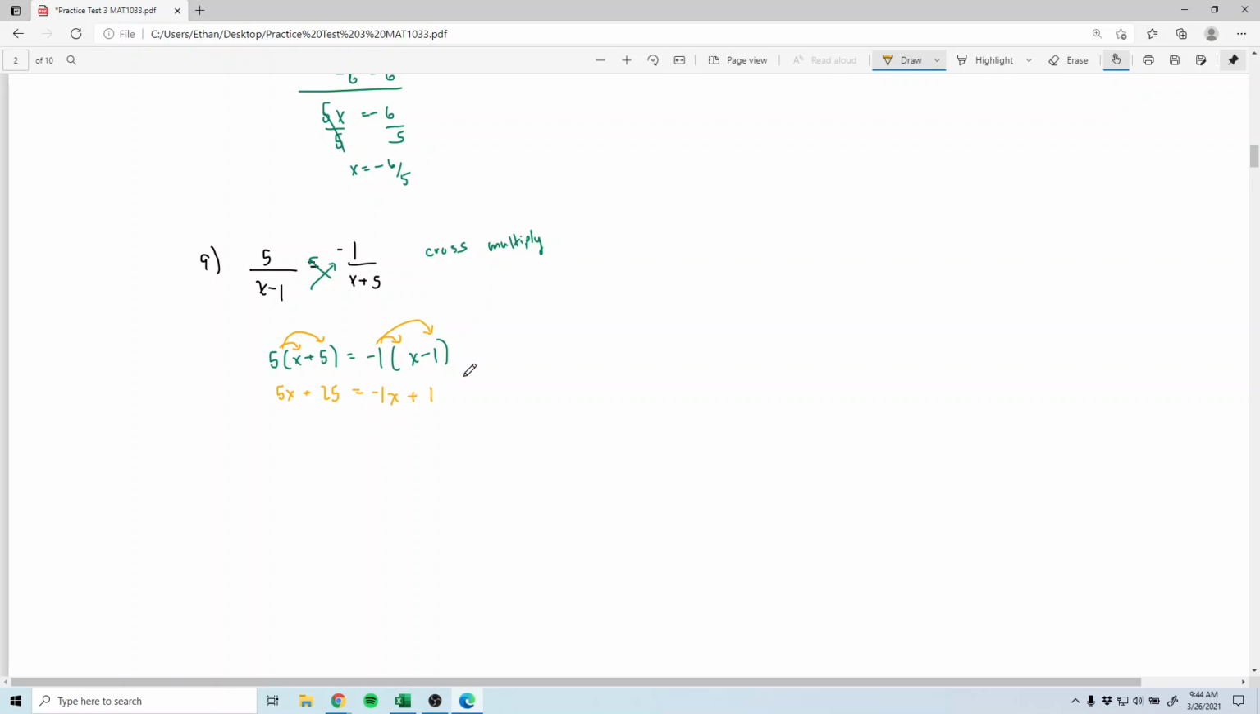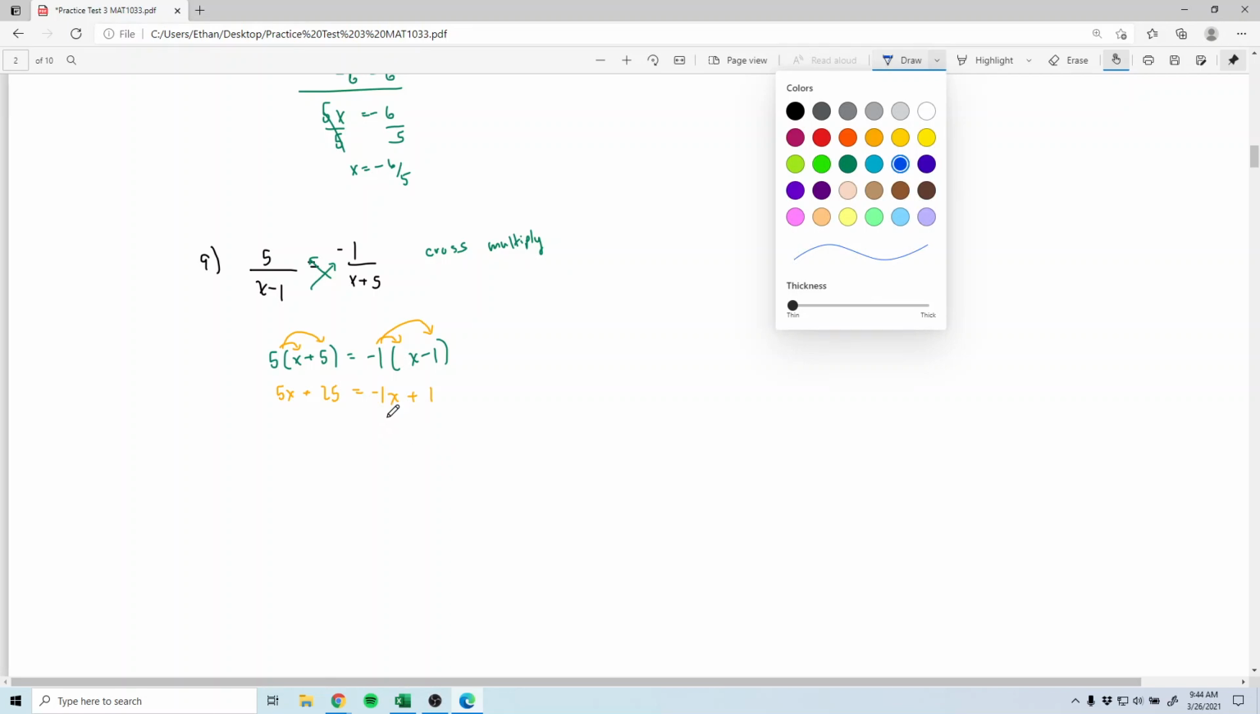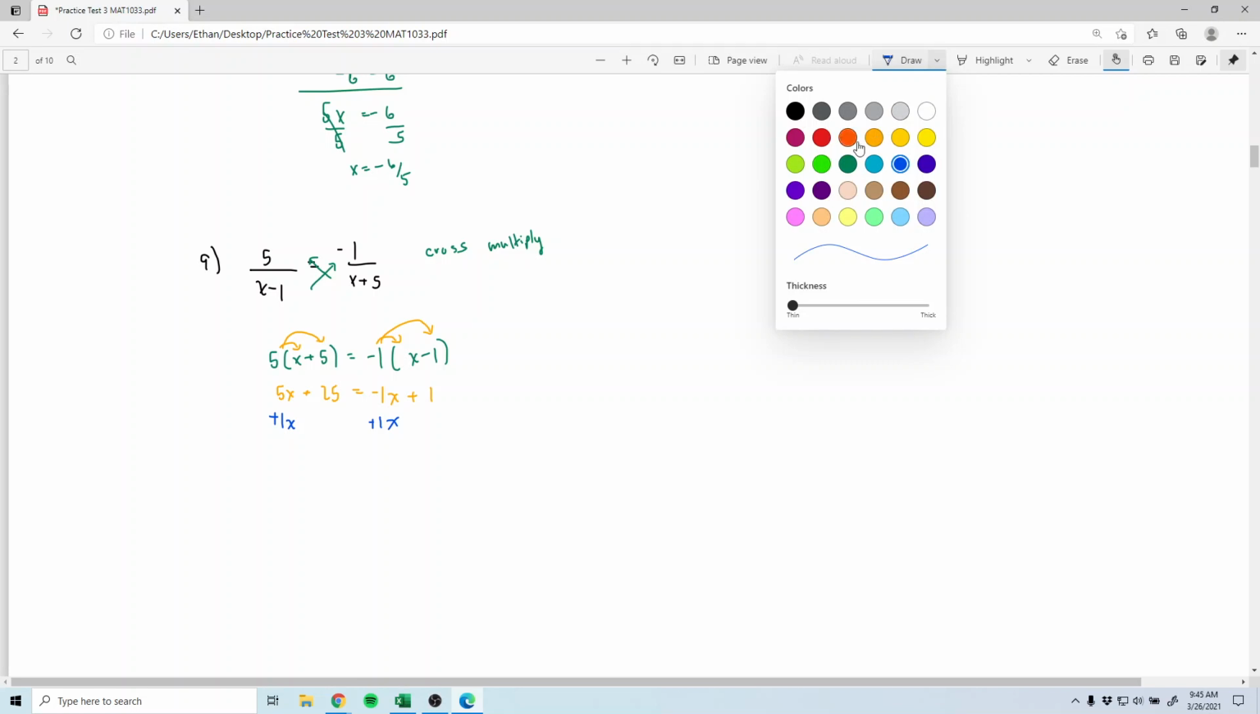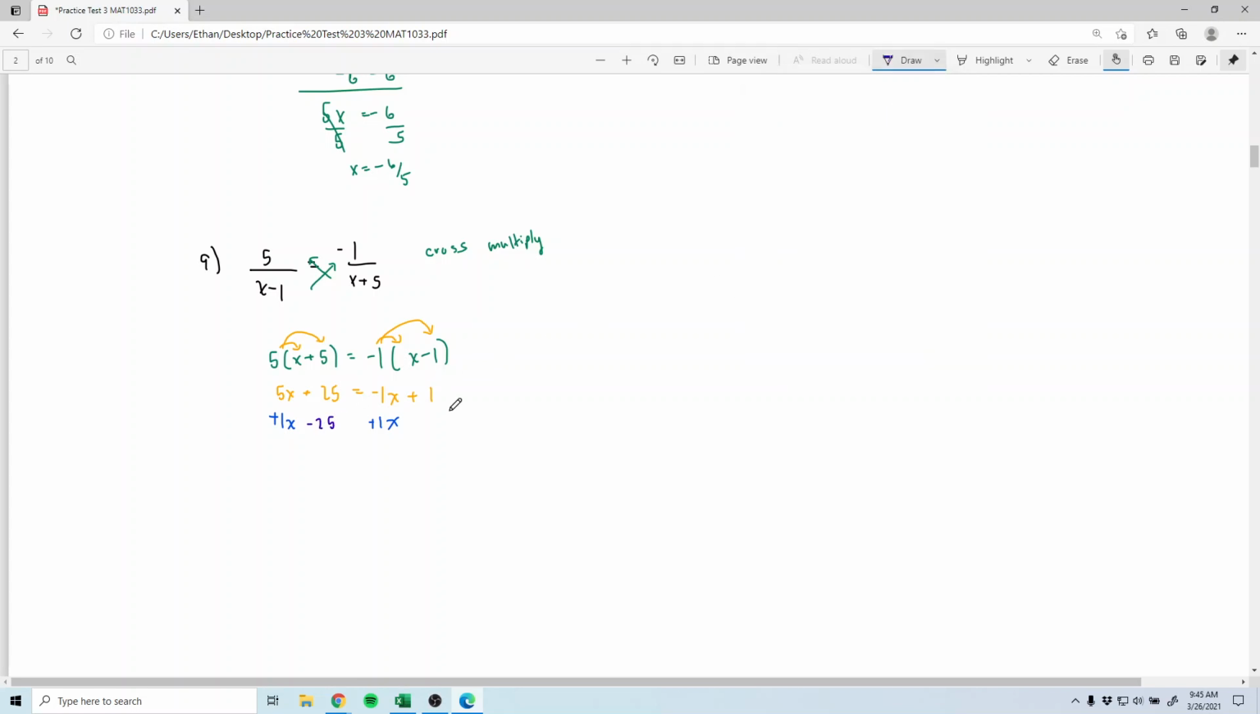And now this is an equation that we've been solving for a long time in this class. Get the x's on one side and the numbers on the other. So I can move the negative 1x to the left by adding it. And if you want to write just x instead of 1x, that's fine. And I also want to get rid of the 25 to get it to the other side, so I'm going to subtract 25 on each side.